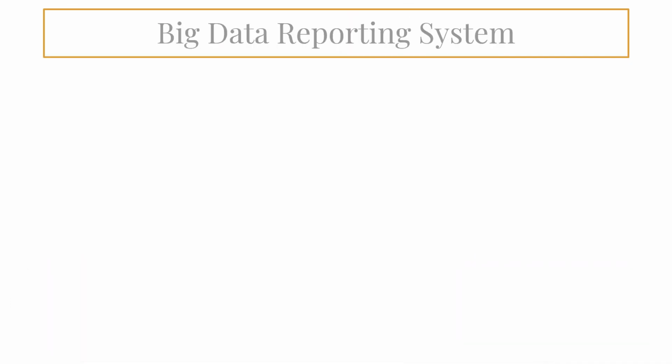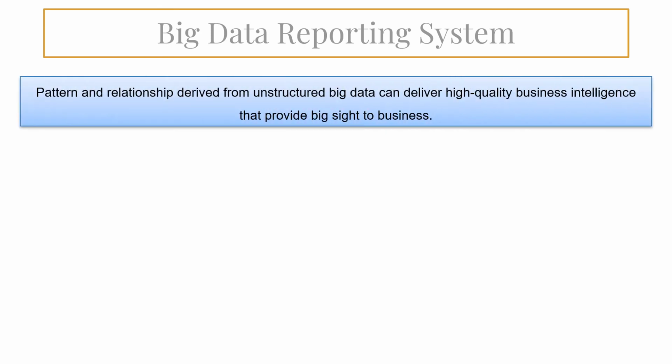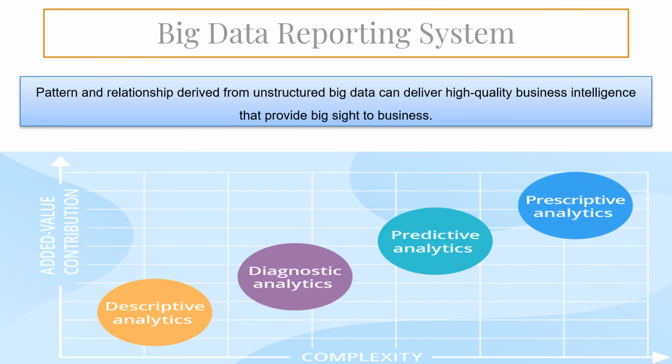Now let's have a look at the big data reporting system. The patterns and relations derived from unstructured big data can deliver high quality business intelligence that provides big insight into the business. So we have four types of analytics on big data: descriptive analytics, diagnostic analytics, predictive analytics and prescriptive analytics. We can compare the four based on complexity and the added value or contribution of each analytics approach.